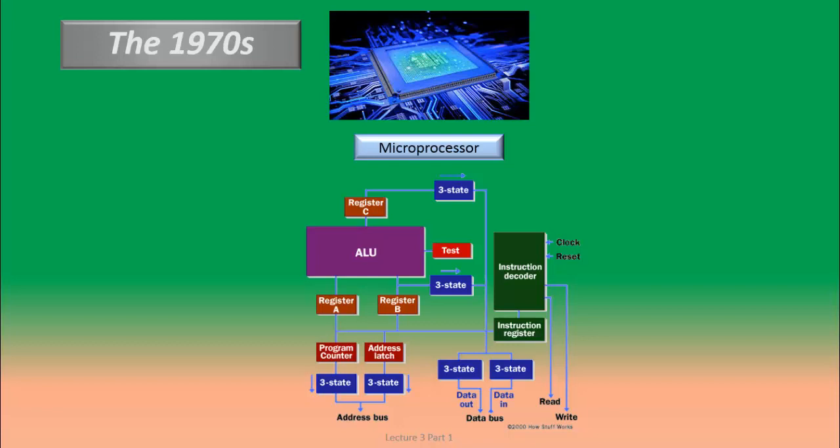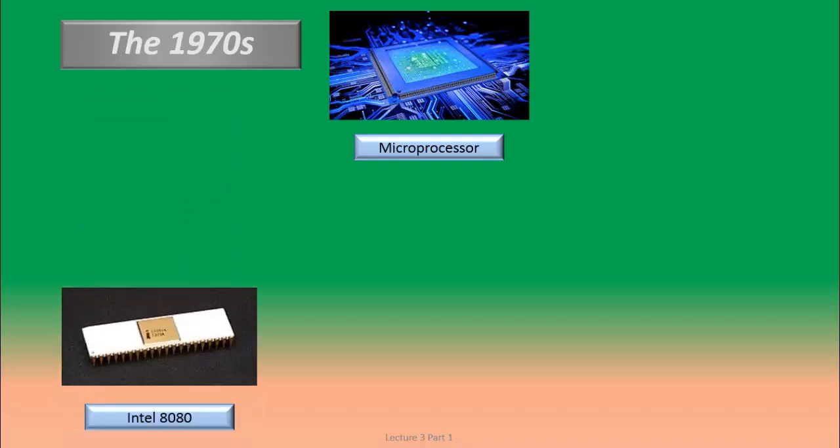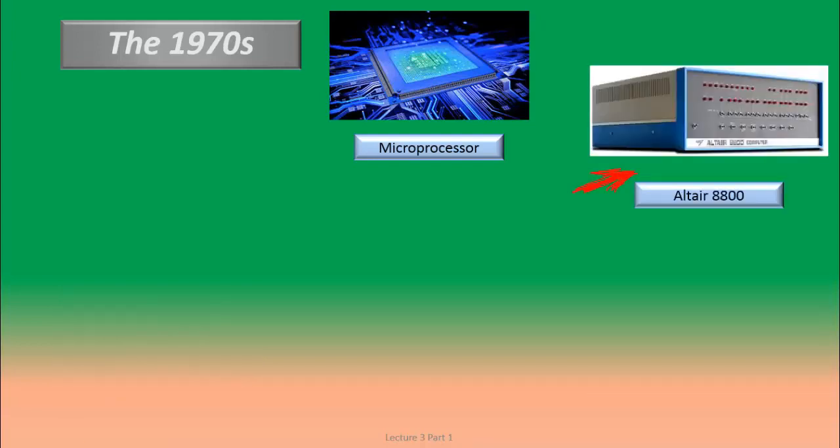The first microprocessor was invented by Intel under the leadership of Robert Noyce, the gentleman we met earlier, around 1971. Here's a picture of one of the first microprocessors, the Intel 4004. It combined all those devices that I just described to you. Here is a later version called the Intel 8080. The earliest microcomputers used this microprocessor after it was invented by Intel.